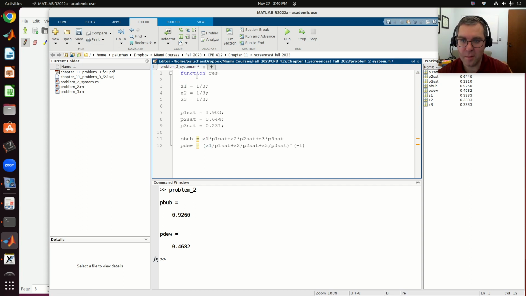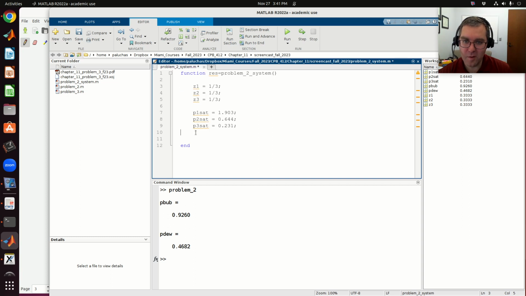Okay, I'm going to set this up as a function for problem 2 system. So it's going to be a function with no inputs. And then I'm going to delete this. And then, all right, so if I want to set this up as a system of equations, I'm going to use fsolve. And so I'm going to need a helper function in which I program all these up. Okay, and then I'll try my very best to put it all together.